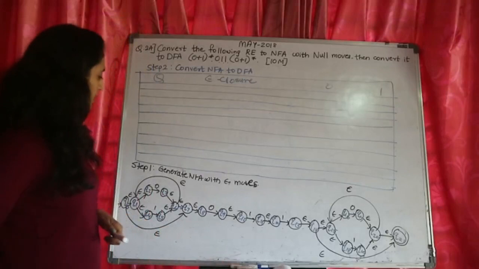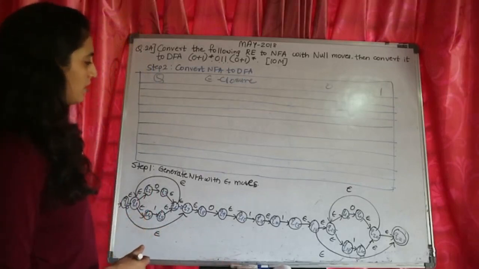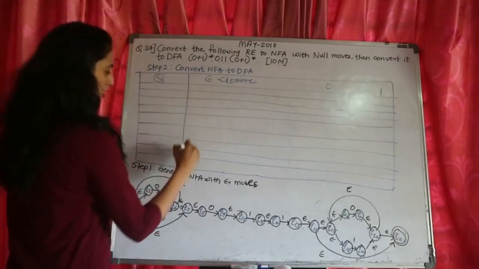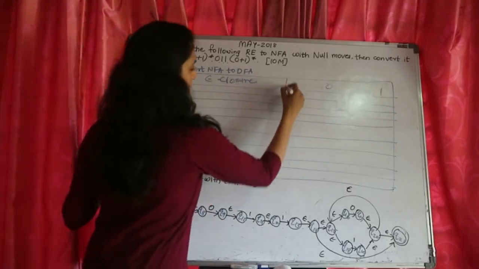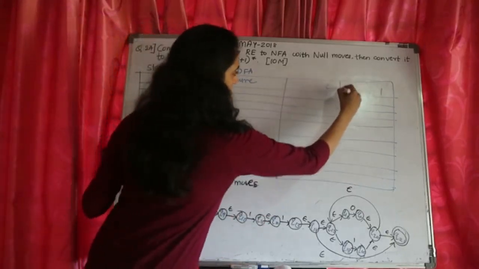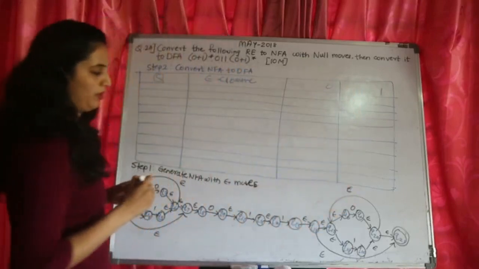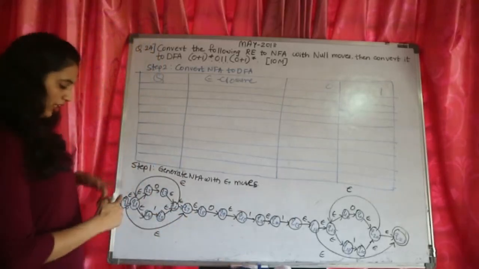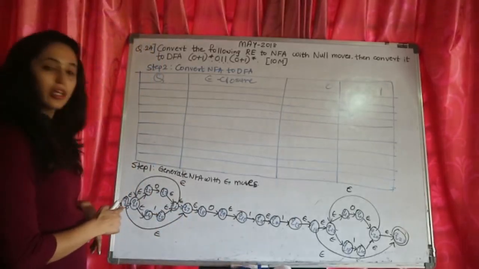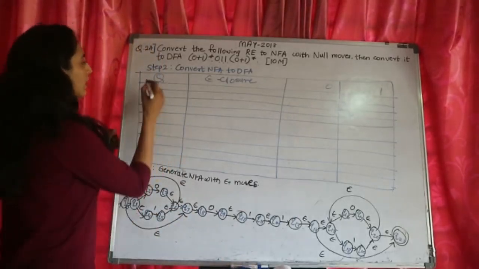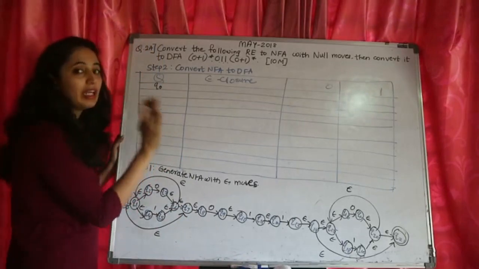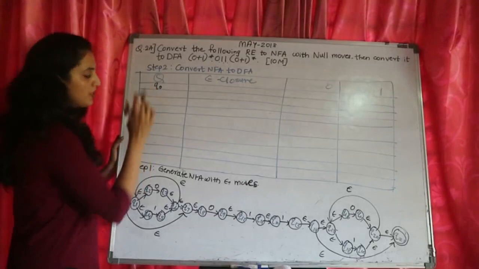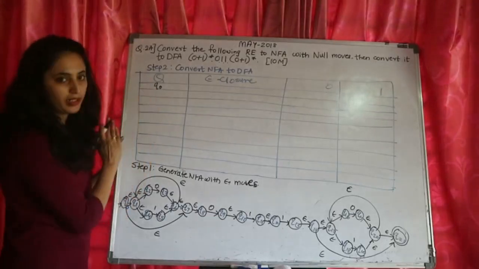Now we will start with this particular table. So here we have different columns: Q, epsilon closure, 0 and 1 symbol. Now we'll write down all the values. We'll first start with the initial state. The initial state is Q0. Now see this table very carefully. This is a very important part of the entire question. Q0 is the initial state, that's why we started with it.